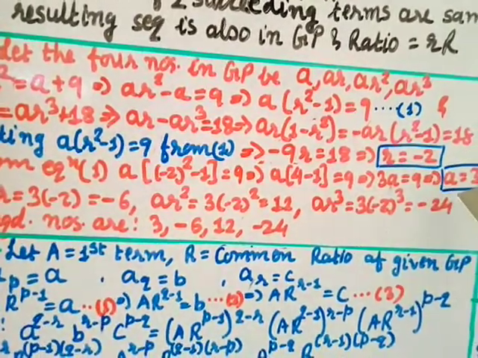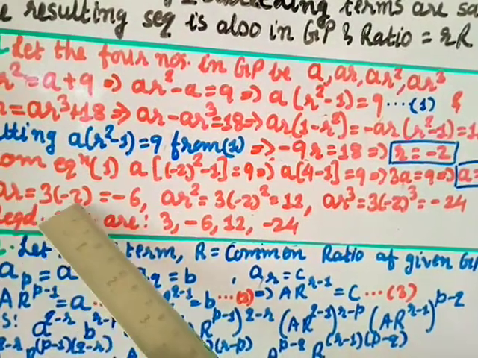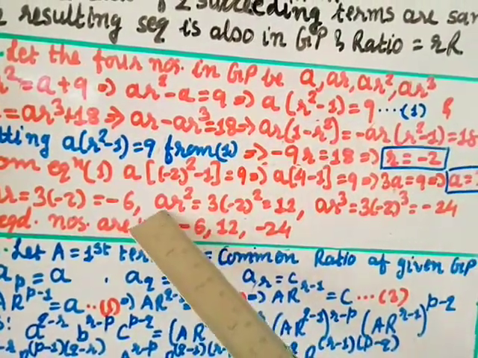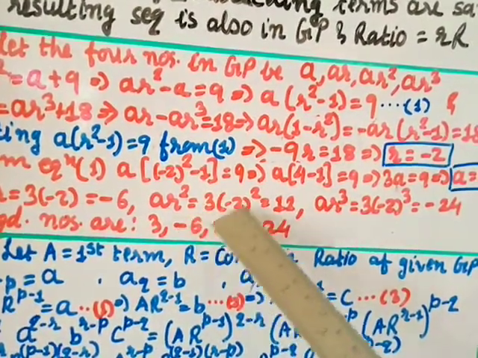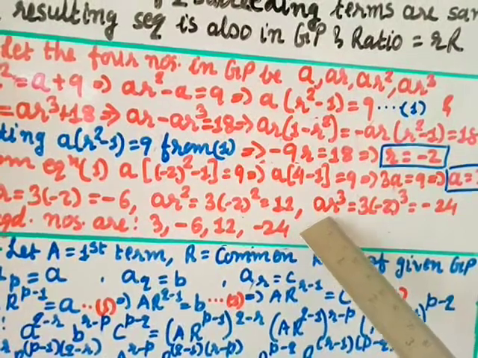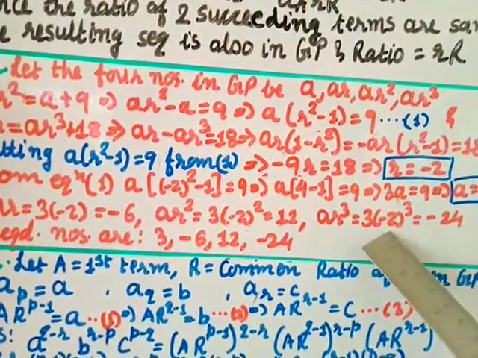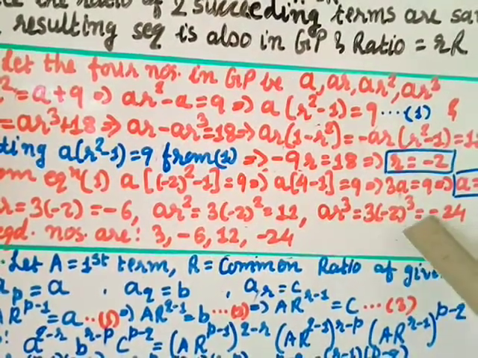The first number is 3, the second number is AR. A is 3 and R is minus 2, which gives minus 6. Then the third number is AR square, where A is 3 and R is minus 2 squared. Minus 2 squared is 4, into 3 is 12. The fourth term is AR cube, so A is 3 and R is minus 2 to the power 3. Minus 2 cubed is minus 8, and 8 into 3 is 24, but it is minus 24.